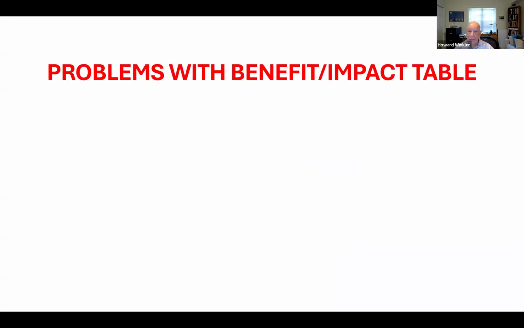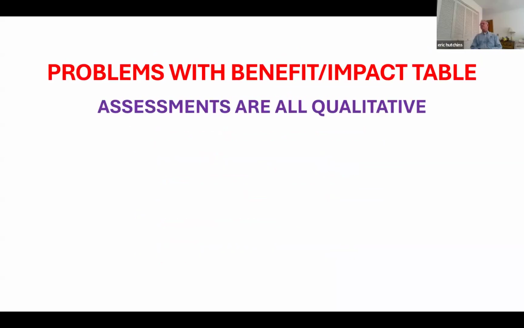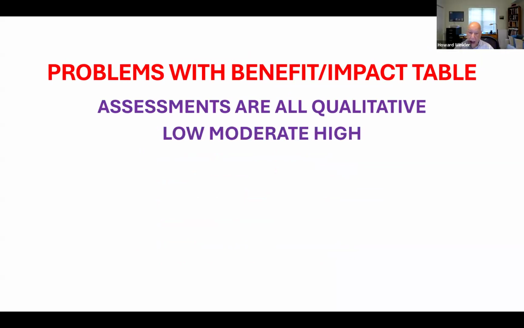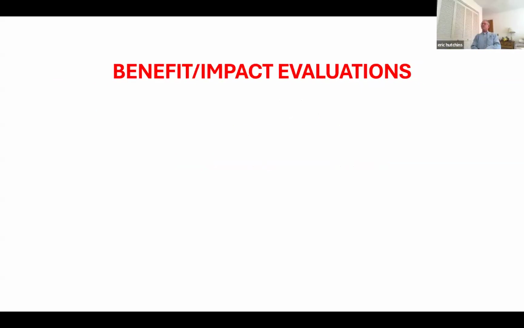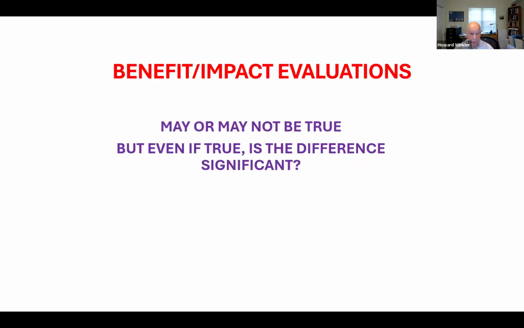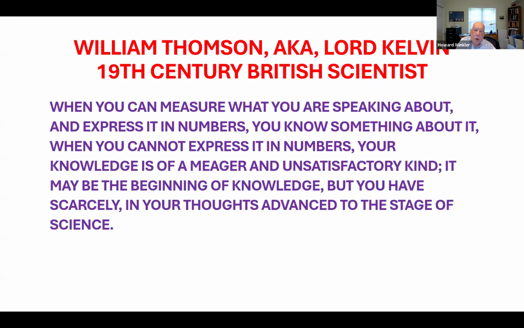The problem with the benefit impact table is all assessments are qualitative. They're low, moderate, high, and so, in my view, are squishy soft. The benefit impact evaluations may or may not be true, and even if true, is the difference significant? And this is very important to me, and I want to bring this point across.